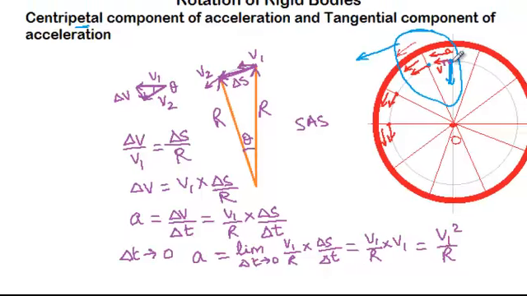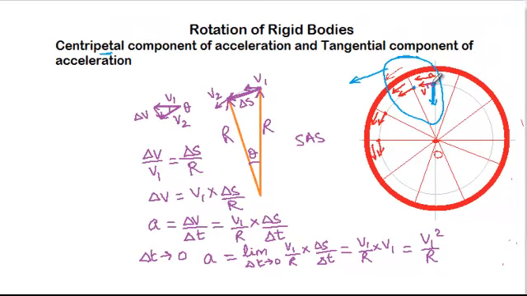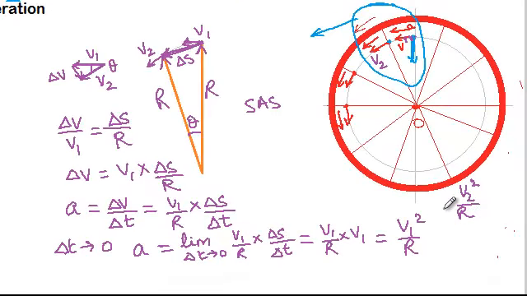Now this is going to give us the centripetal acceleration when the particle is at this position and it has a velocity V1. Say the particle is at this position and it has a velocity V2. At this position, the centripetal acceleration will be V2 square over R. So the value of the centripetal acceleration will depend on the velocity of the particle.